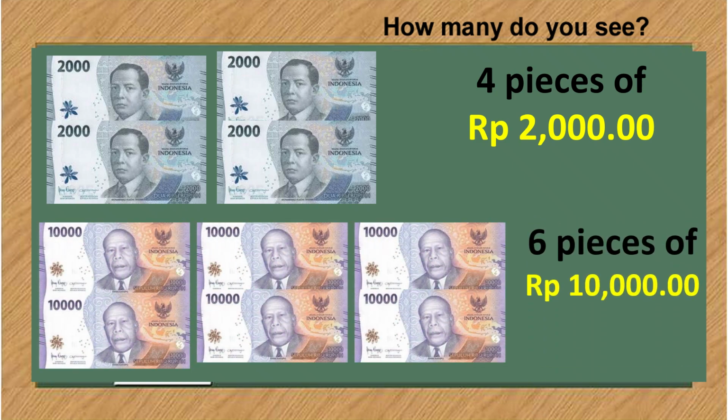There are 6 pieces of 10,000 rupiah. When you put them together, skip counting by 10: 10, 20, 30, 40, 50, 60, and then you add 3 zeros, it's 60,000 rupiah.